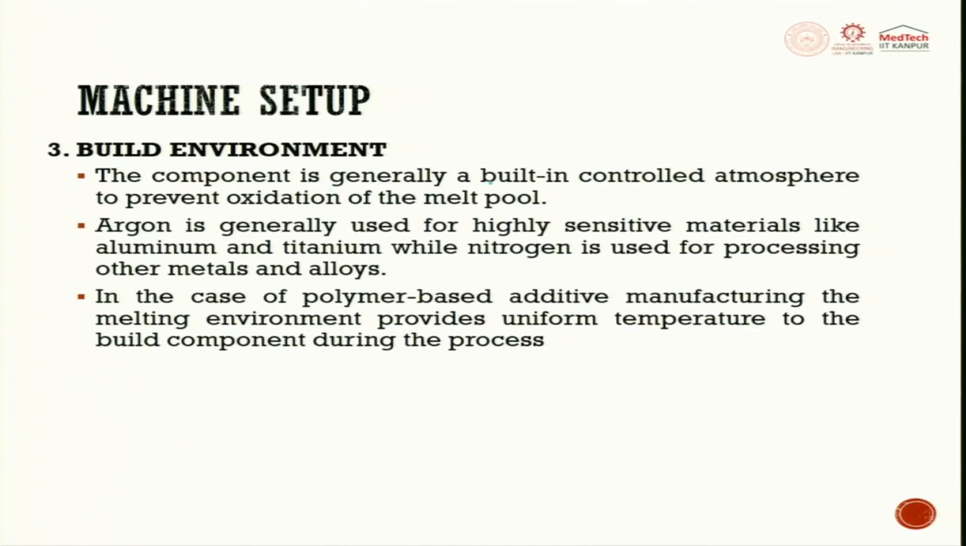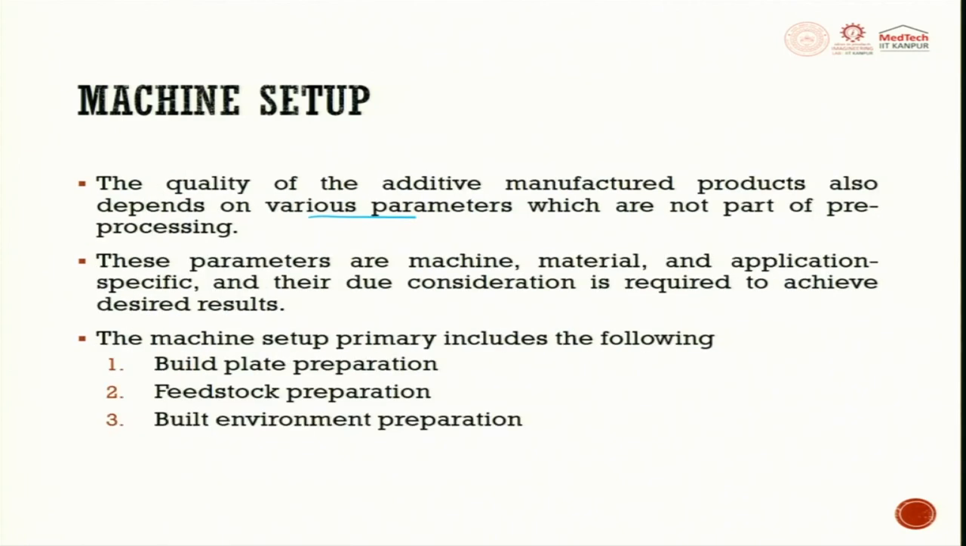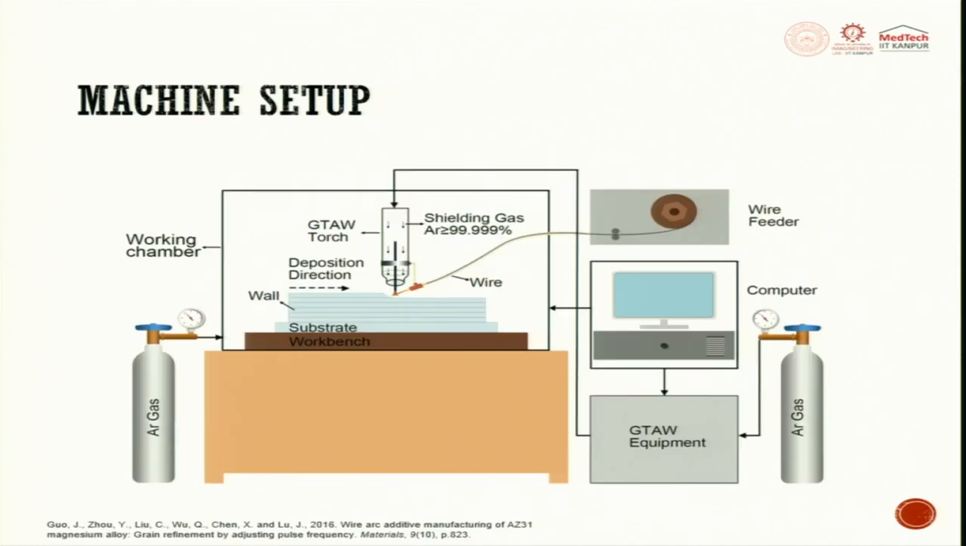Build environment: the component is generally built in a controlled atmosphere to prevent oxidation of the melt pool. Argon is generally used for highly sensitive materials like aluminium and titanium, while nitrogen is used for processing other metals and alloys. In case of polymer based additive manufacturing, the build environment provides uniform temperature to the built component during the process. So, the build environment is also very important. Three important steps in machine setup are build plate preparation, feedstock preparation, and build environment preparation. So, this is the machine setup. You can have a wire which comes here. You can have a shielding gas. This is for wire DED. You can have powder. So, you will have argon, wherein they maintain the working chamber temperature and pressure such that the oxidation does not happen.